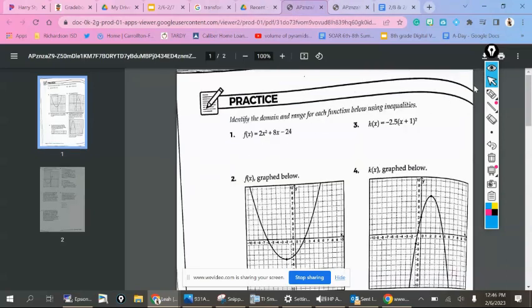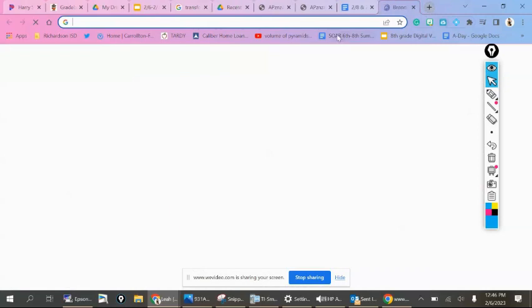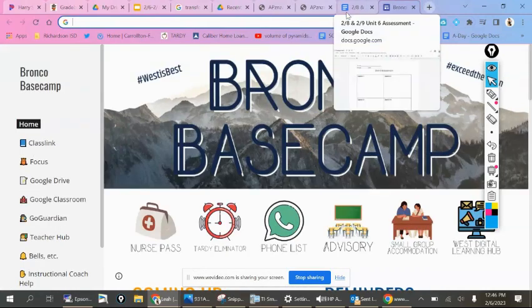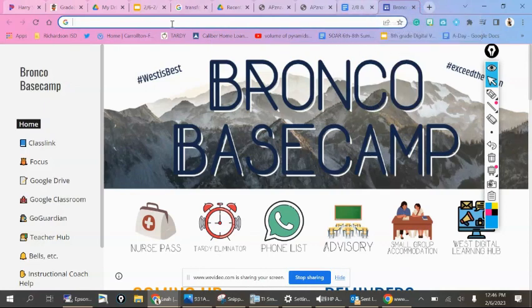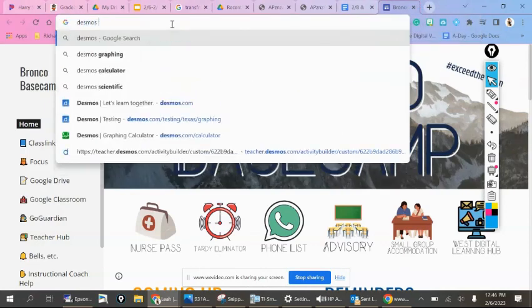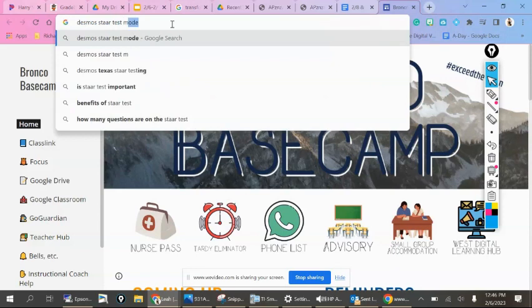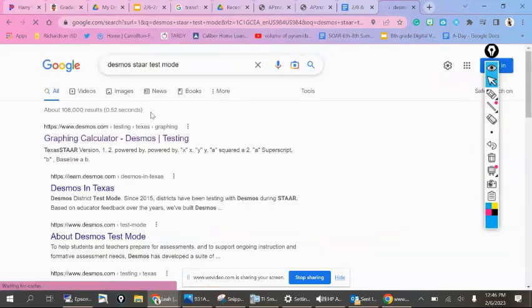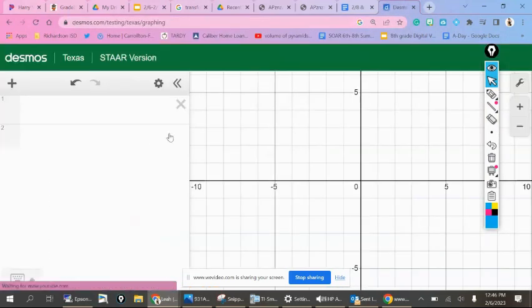All right, so we're going to start with doing the domain and range, and I'm going to be going back and forth. So I'm going to be doing all the odd ones, and then you're going to do the even ones. So 1 and 3 right here, I'm going to grab my Desmos calculator. So I'm going to go to Desmos, Desmos star test mode. I'm going to grab it.